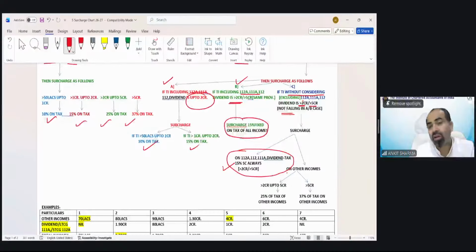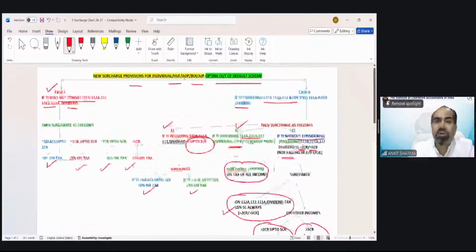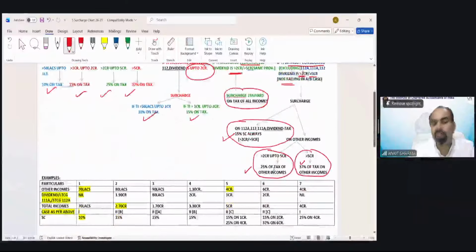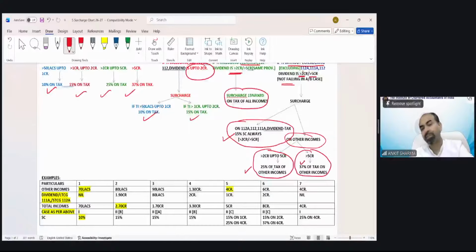And on other incomes, if that is more than 2 crore up to 5 crore, 25% of tax. If it is more than 5 crore, then 37% of tax would be the surcharge rate. In case of default tax regime, there is only one difference, and that is in other income, the surcharge rate would remain only 25%. No 37% concept is there.